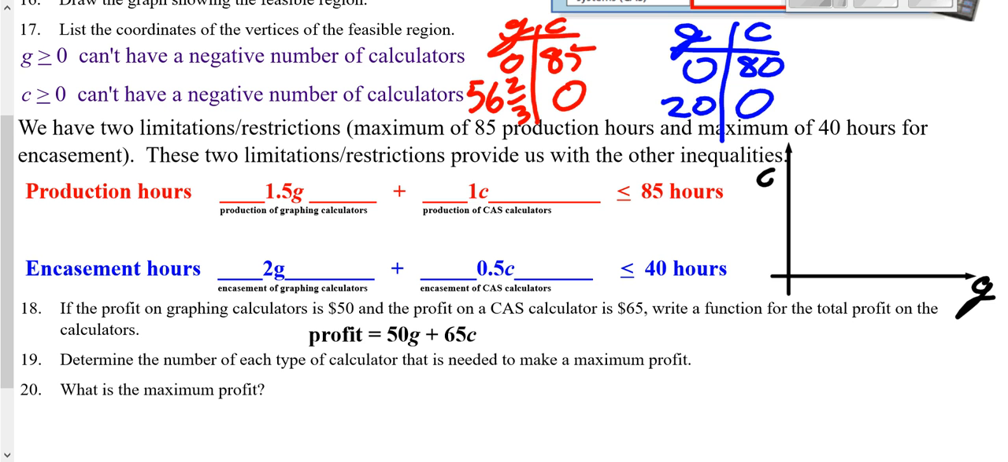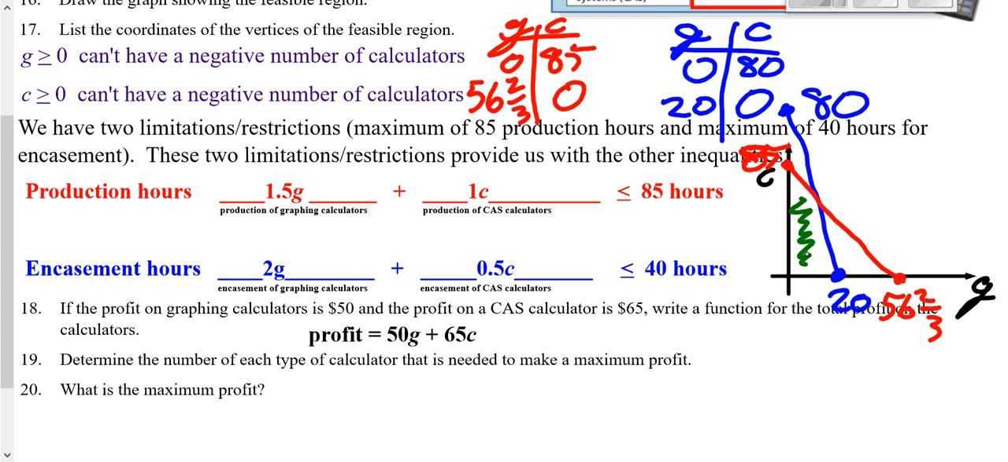So when I'm graphing the red, I have to go over 0, up 85. That 8 didn't turn out nice. We'll try that again. Then here I have to go over 56 and 2/3 and up 0. Now we can't really have 2/3 of a calculator, but that's the way the math ended up being in this point. Then we can graph the blue, over 0, up 80, and then over 20 and up 0. So I can draw in the blue, I can draw in the red. In this case, we would then be shading in here.